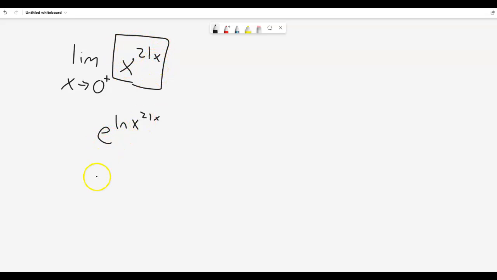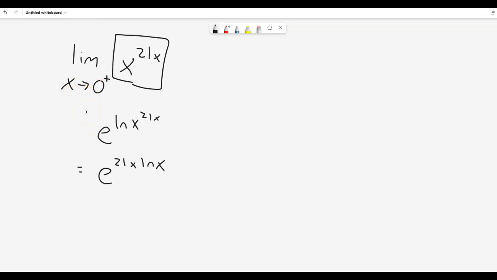Now the reason I do this is because I can use the logarithmic rule that says I can move the exponent out to the front. So then this is equal to e to the, and I'm going to take the 21x and move it out to the front of natural log of x. And remember, this is the limit as x approaches 0 from the right.